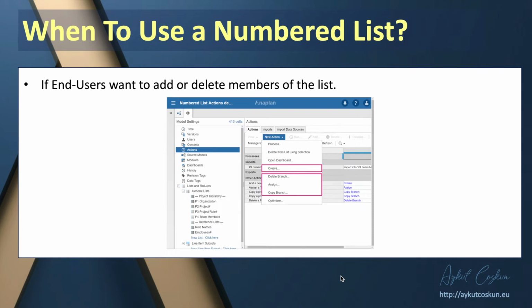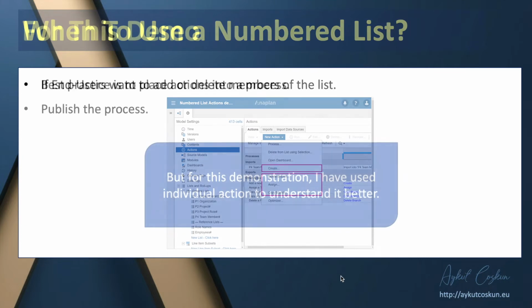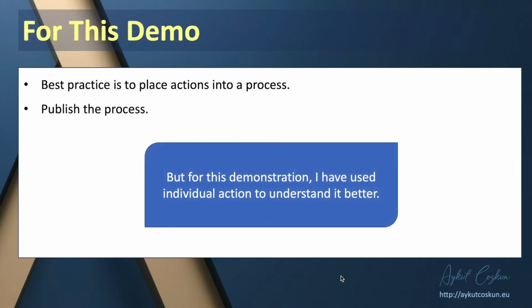As you can see on the screen, there are 4 types of actions that we can use with a numbered list. Now I'm going to walk you through the use case and example of assign action of those. Note that best practice is to place actions into a process and then publish the process rather than the individual actions. But for this demonstration, I have used individual action to make it easier to identify.